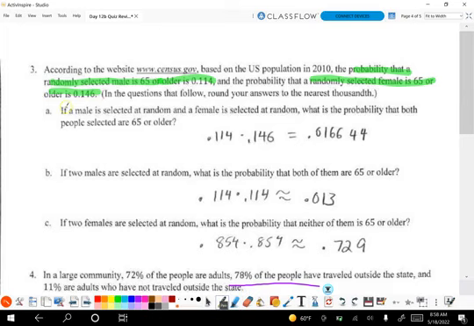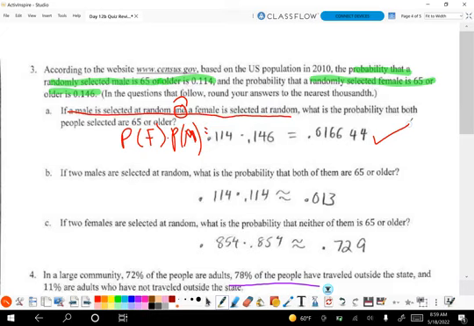If a male is selected at random and a female is selected at random, so "and" is intersection. Intersection means the multiplication rule, so it's going to be the probability of female multiplied by the probability of male. Of course, those 2 probabilities are given. You're going to multiply those probabilities to give the probability of the intersection.